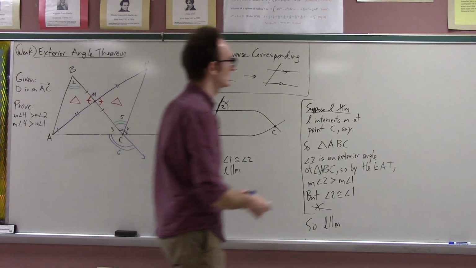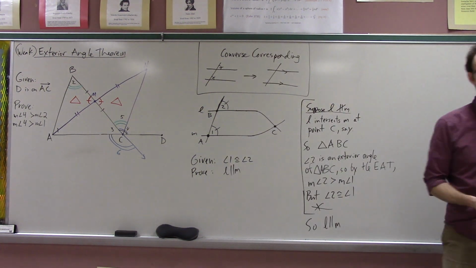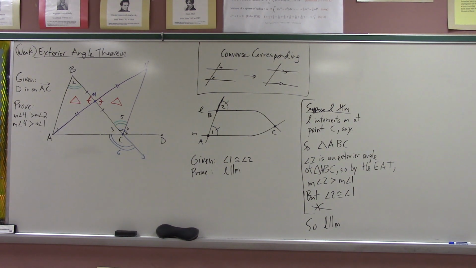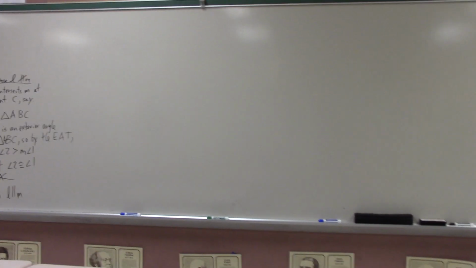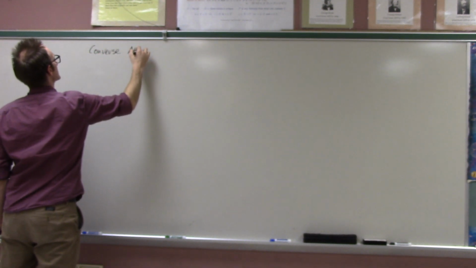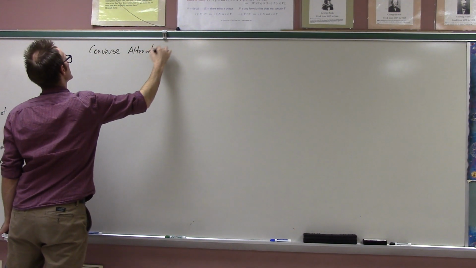And converse corresponding is one theorem which enables you to conclude that 2 lines are parallel, and there are a bunch of others. They are all kind of similar in gist, and they go under various names such as converse alternate interior. Okay, so what is converse alternate interior?